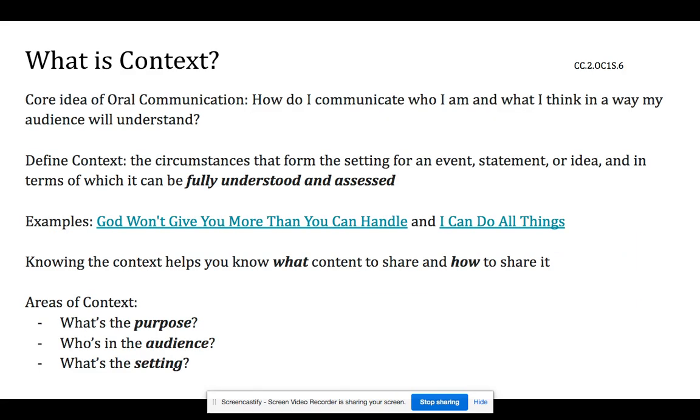First things first, what is context? The core idea of any kind of oral communication is how do I communicate who I am and what I think in a way my audience is going to understand. This is really, really important because y'all have a lot of awesome ideas and thoughts in your head, but how are you going to communicate them in a way that we're going to really get? Y'all already kind of had a taste of this with your demonstration speech, because you had to realize, okay, I'm really good at this thing, but how do I talk to my audience about that?